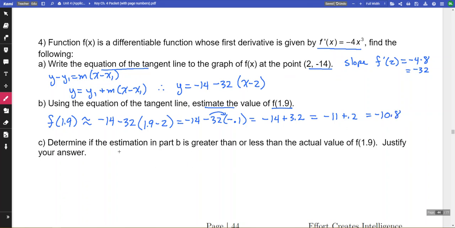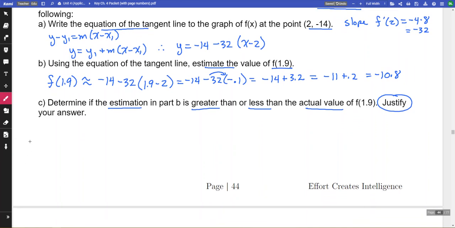There's our approximation. So is this approximation, is this estimation greater than or less than the actual value? Justify our answer. Justification can help by thinking about it first. And we know that if we are concave up, it doesn't matter how we are concave up, as long as we are concave up, our tangent line is going to be below our graph. If, on the other hand, we are concave down, and it doesn't matter how we are concave down, if we are concave down, our tangent line is going to be above our graph.